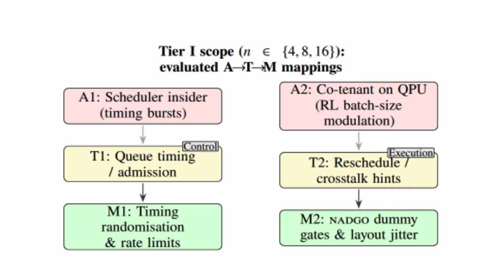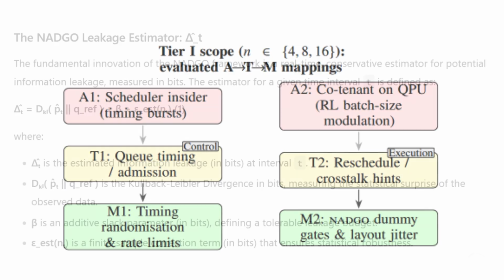So let's look at the NADGO threat model. We assume a semi-honest cloud provider. The adversary can see metadata such as job timing, batch size, and resubmissions, but not the quantum payload itself. Their goal is to infer hidden details like the algorithm or its depth. The trusted part is the hardware execution. The untrusted part is the orchestration layer, where leaks occur and where NADGO intervenes.